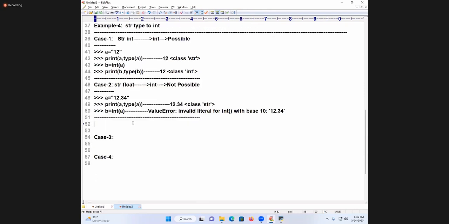Now I'm going to write the third one. What is the third one, students? str bool. Str bool to which type? Int type. Just go back to the point.